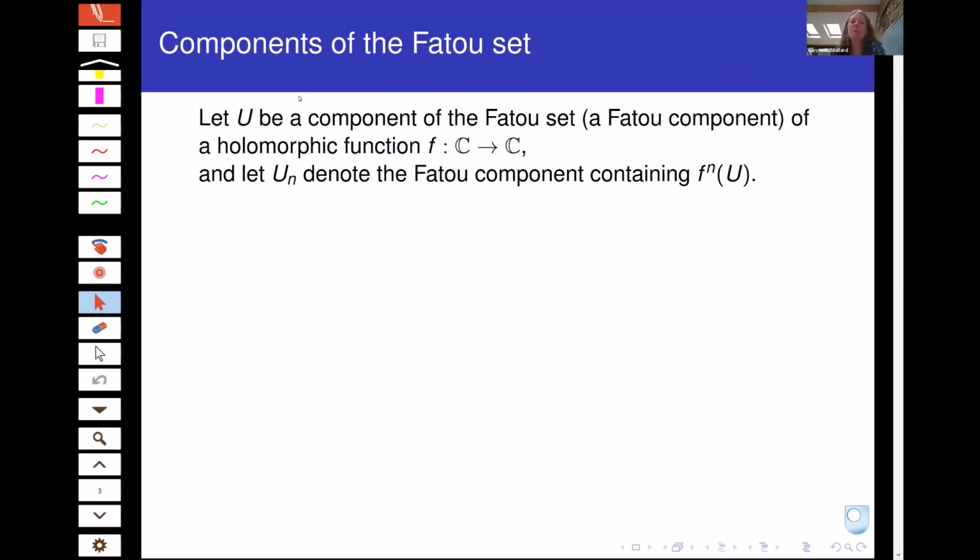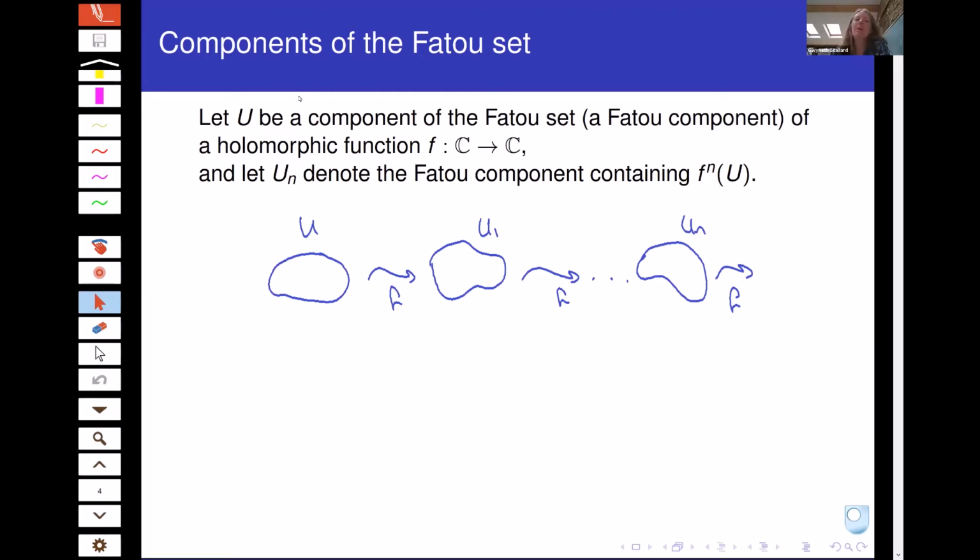So we have this picture here. We have a Fatou component U mapped to U_1, mapped to U_2, mapped to U_n, and so on and so on. If they're bounded like I've drawn here, then actually U will map onto U_1 and so on. But if you have an unbounded Fatou component, you may omit a point when you map forwards. But this is the setup we're interested in.